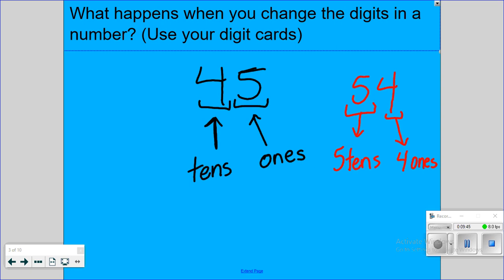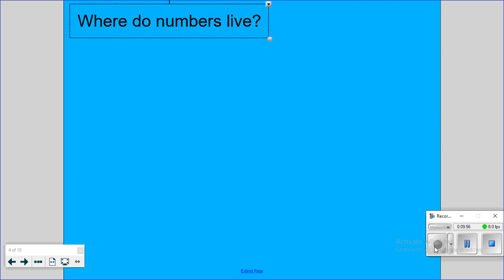All right. We're going to practice some work with our digit cards. Go ahead and move 54 out of the way. Still on the next blank page, where do numbers live? This is our title on the next blank page. Where do numbers live?